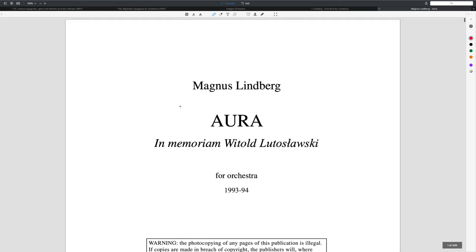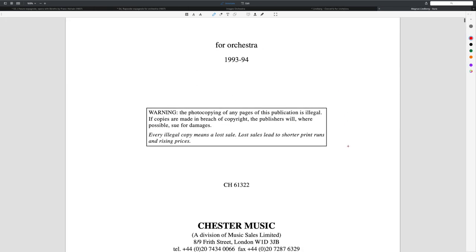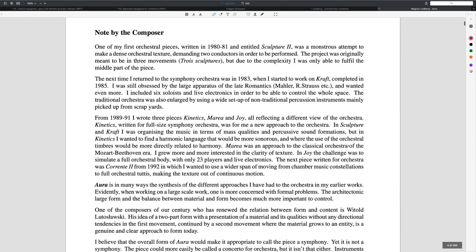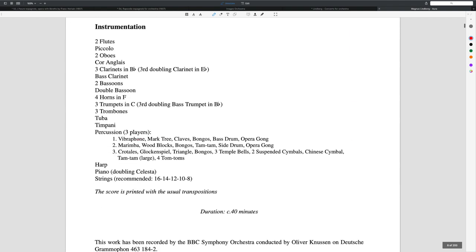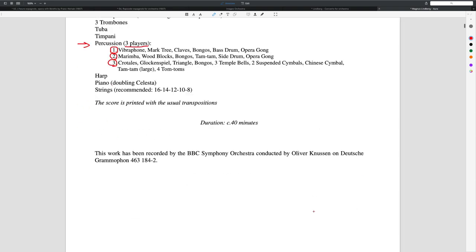And this is another work by the same composer. The instrumentation page is here, and you see percussion, three players. This is the first player. The first player plays vibraphone, mark tree, claves, etc. The second player plays those instruments, and the third player plays these instruments.